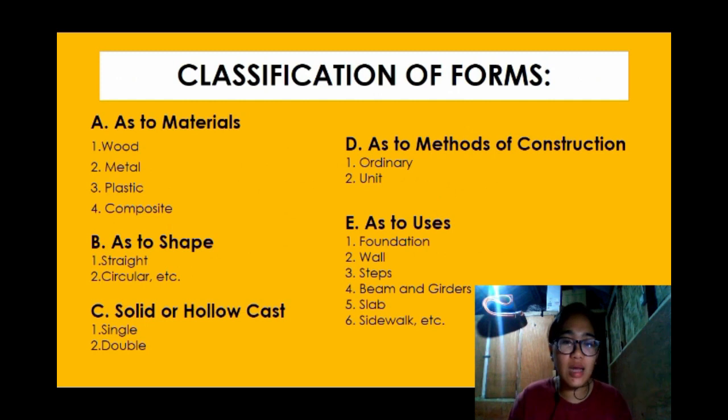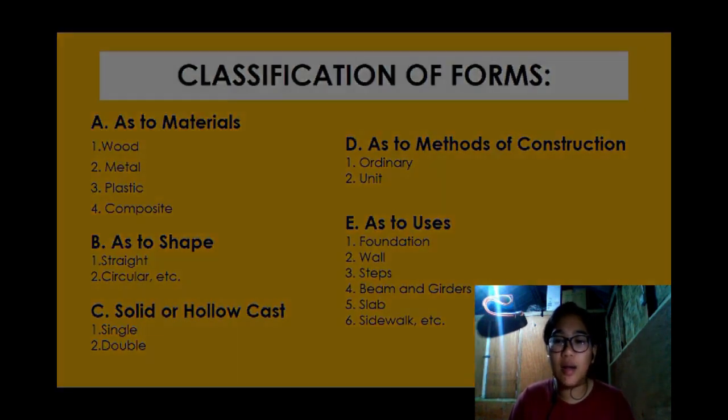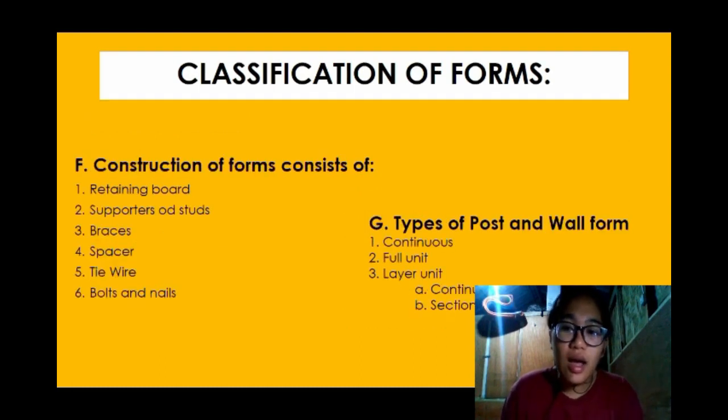So, forms are classified into 7. First is as to materials. It could be wood, metal, plastic, or composite. And as for its shape, it could be straight or circular. It could be solid or hollow cast, which could be single or double. And as to methods of construction, it could be ordinary or in unit. And as to its uses, it could be used in foundation, walls, steps, beams and girders, slabs, and sidewalks, etc. And the construction of forms consists of retaining board, supports and studs, braces and spacers, tie wire, and bolts and nails.